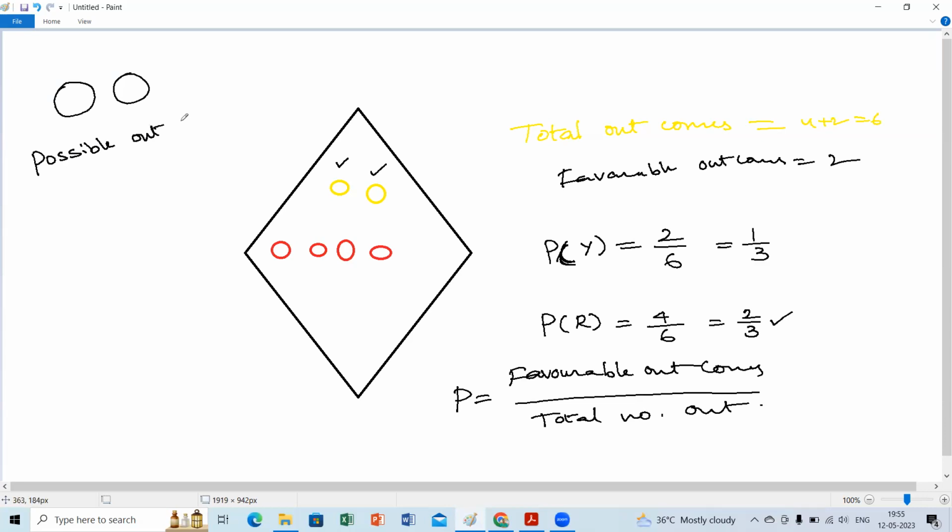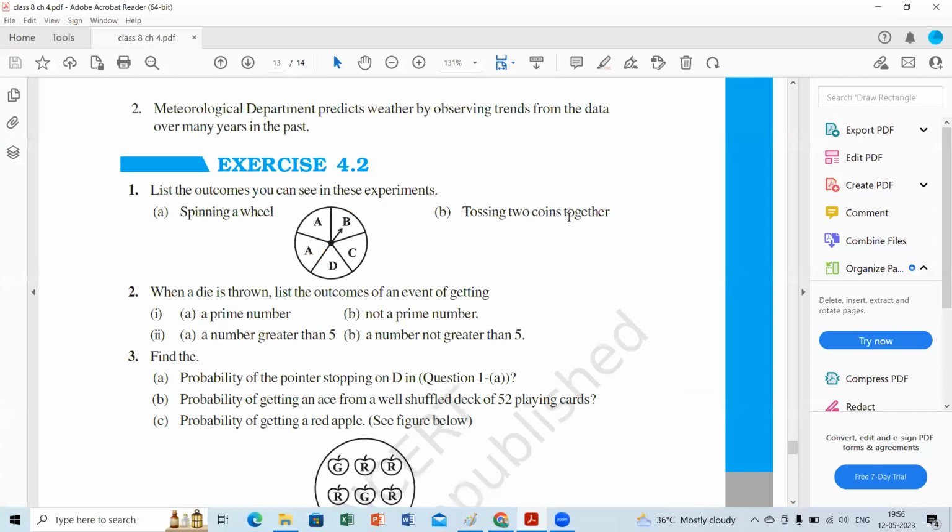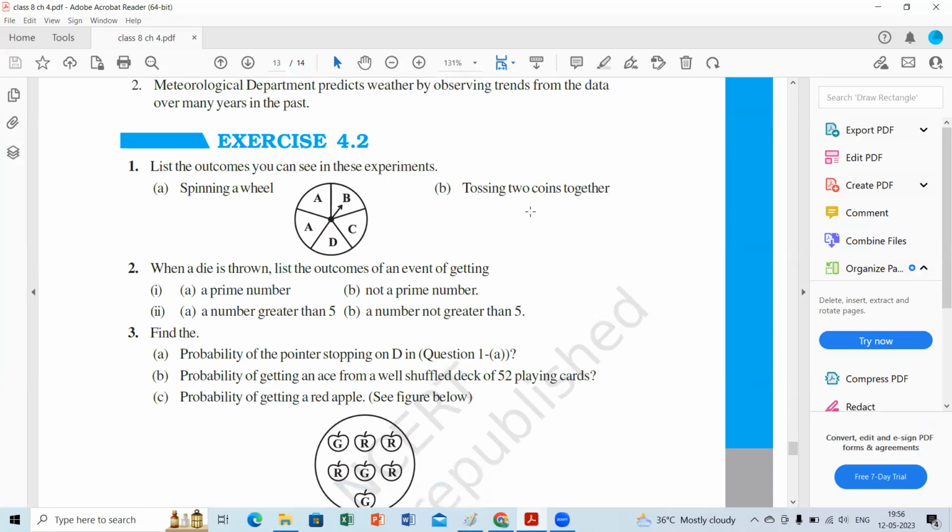Possible outcomes. Maybe head, maybe tail. In the first coin head and second coin tail. In the first coin tail and second coin head. Now, how many possible outcomes are we getting? 4. If 2 coins are tossed together, the possible outcomes are head-head, head-tail, tail-head, tail-tail. 4 outcomes.